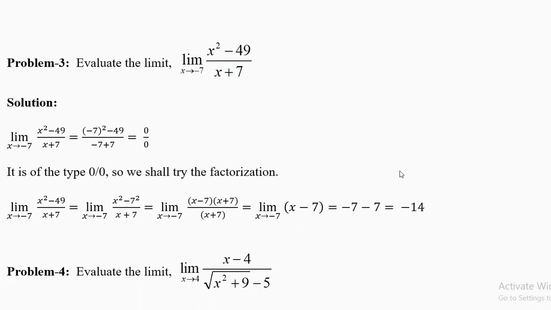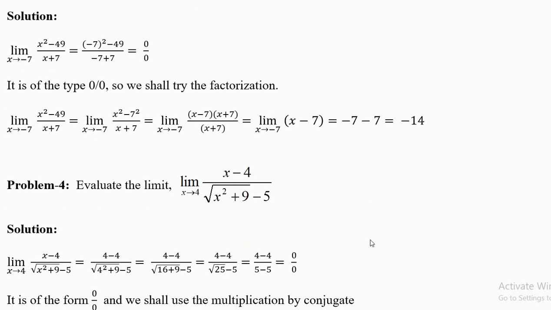Now this problem is similar. Put x equal to minus 7. In this, you'll get 0 by 0. Again, think about the factorization. Whenever you have 0 by 0, think about the factorization. Now, x square minus 7 square is x minus 7 into x plus 7. Cancel the x plus 7, you'll get x minus 7. Minus 7 minus 7 is minus 14.